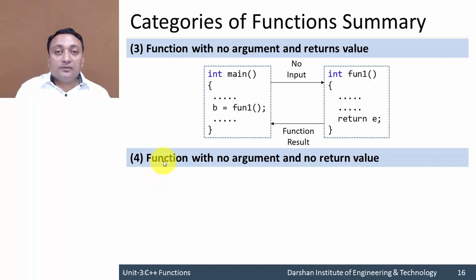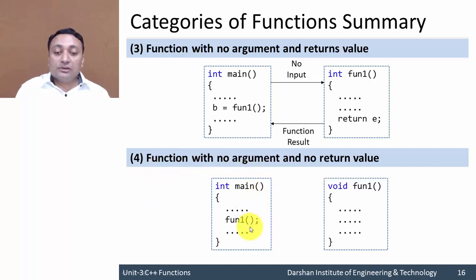Fourth category is function with no argument and no return value. So the calling function is not passing any argument to the definition of the function, and it is not returning any value. Example for that is the clear screen function, clrscr. It does not take any argument and it does not return any value.